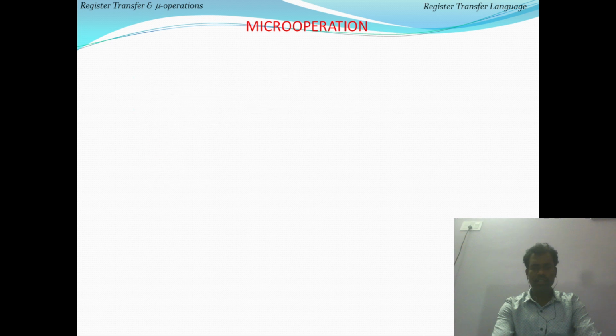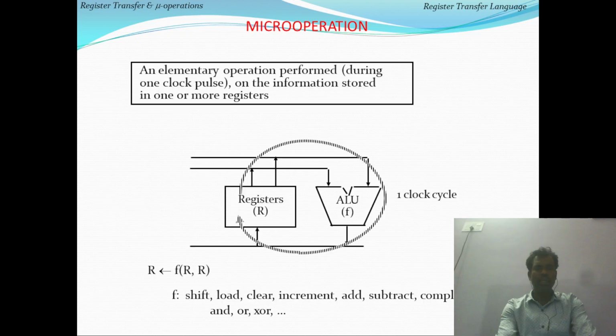It is an operation done on the registers only. So it is also called an elementary operation performed during one clock cycle. Just in one clock cycle, the values processed within the register can also be considered as a micro operation. So next, how can these micro operations be performed?